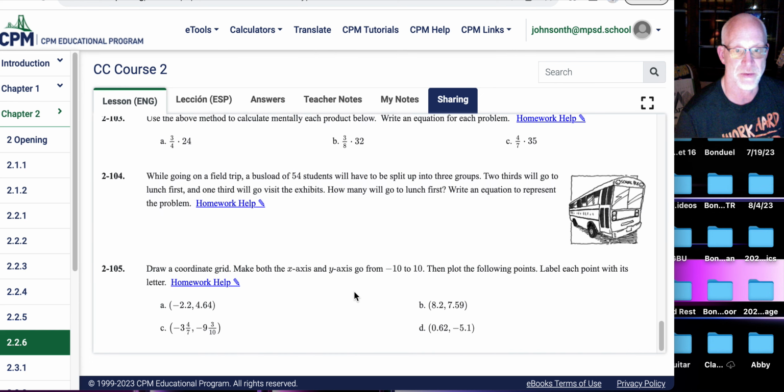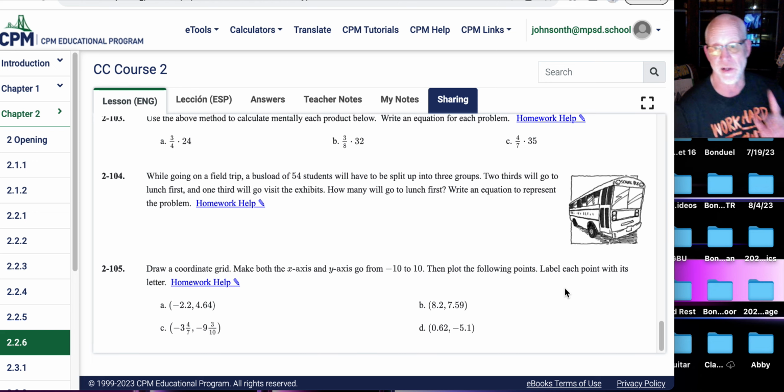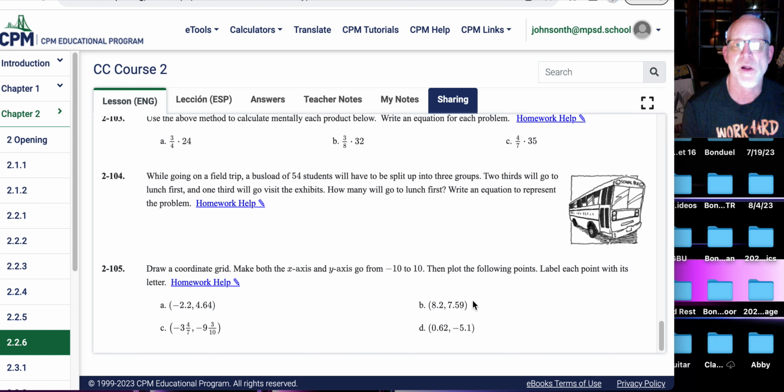And this is a coordinate grid. Make both the x-axis and the y-axis go from -10 to +10. Then plot the following points. Label each point with its letter. This says -2.2, +4.64. Remember, we go x-axis first, then the y-axis. B, go 8.2. Then we go 7.59. C, negative 3.4, 3 and 4/7, and then negative 9 and 3/10. Then D, positive 0.62, and then negative 5.1.